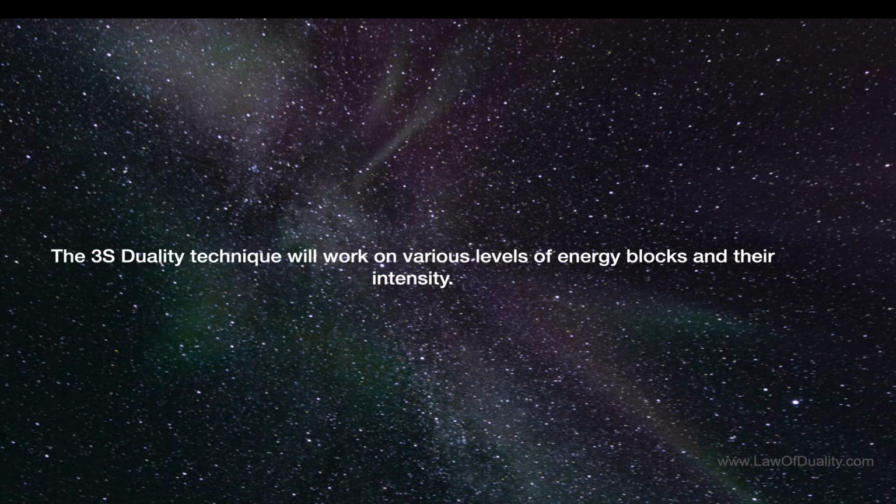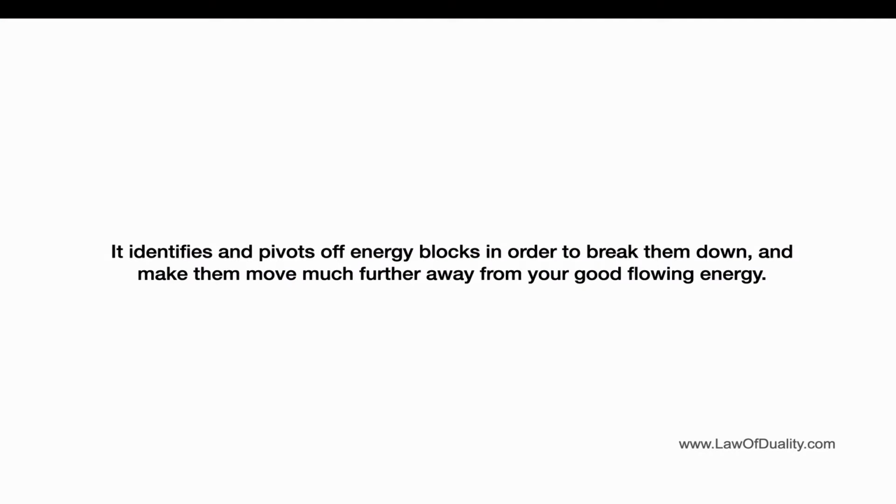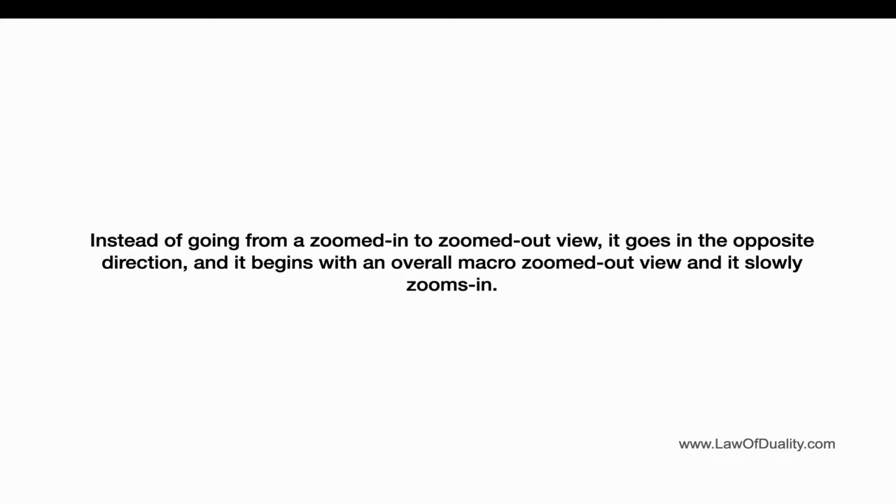The 3S duality technique will work on various levels of energy blocks and their intensity. It identifies and pivots off energy blocks in order to break them down and make them move much further away from your good flowing energy. The 3S duality technique is the second part of the original 3S technique. So instead of going from a zoomed in to a zoomed out view, it goes in the opposite direction and begins with an overall macro zoomed out view and slowly zooms in.